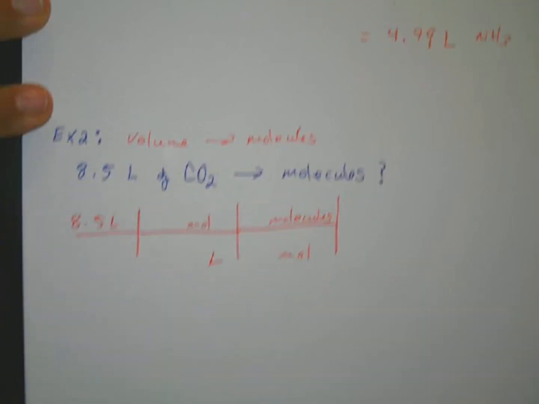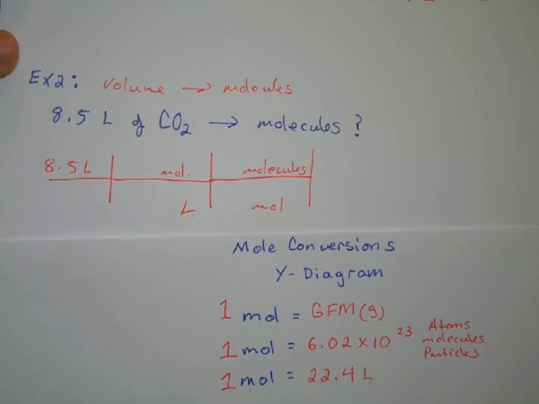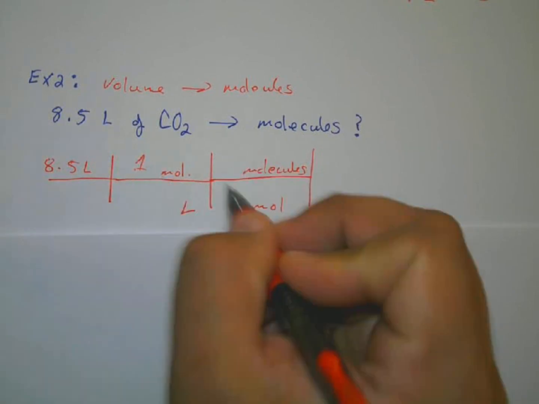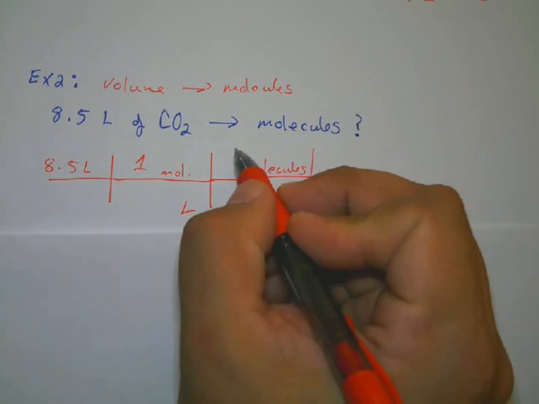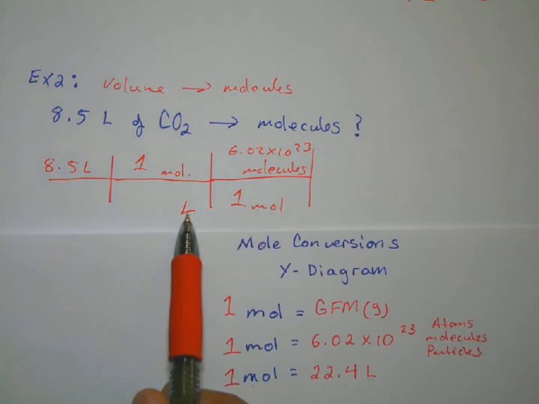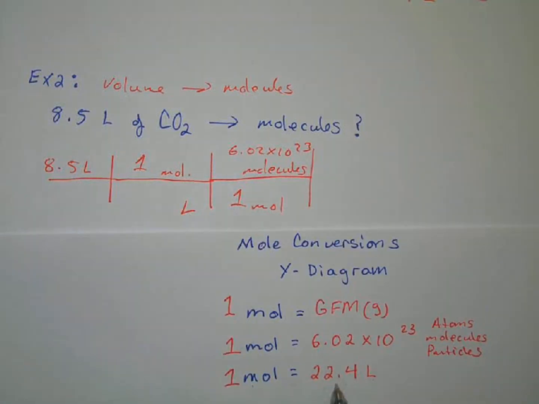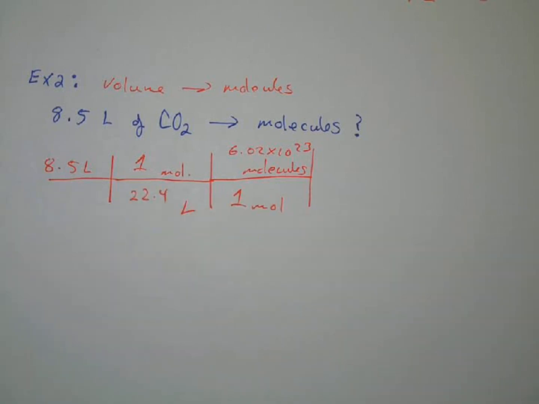Now it's time to plug in numbers. Remember, our numbers always come from our conversion factors here. So let's take a look. Moles always get what? Moles always get 1, so I'm going to put my 1s in the mole spot. What do molecules always get? Molecules and atoms always get 6.02 times 10 to the 23rd. And what does liters always get? Liters always use 22.4. Again, we don't have to calculate molar mass or GFM because we don't need it. We're just going between liters and molecules.